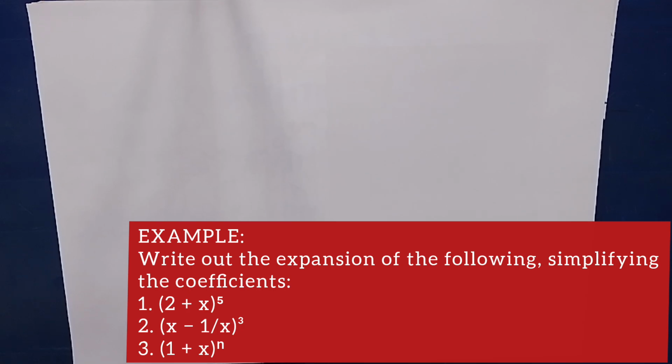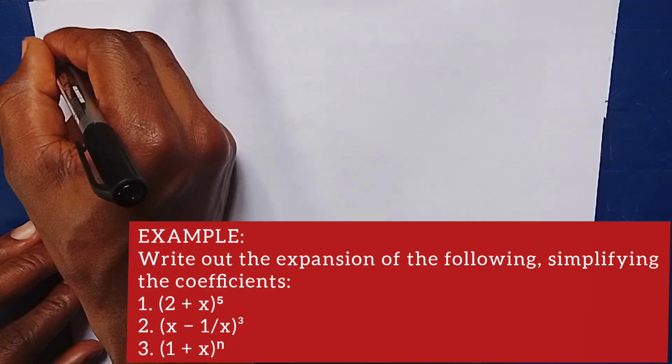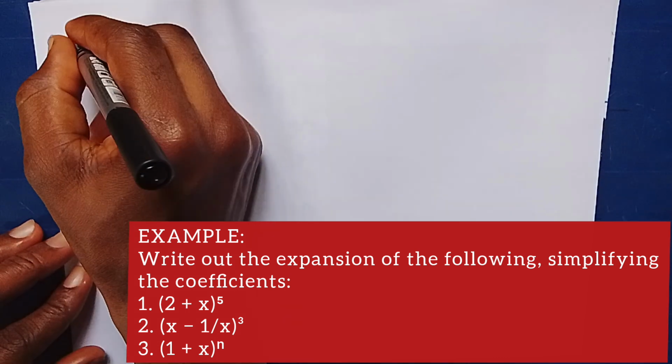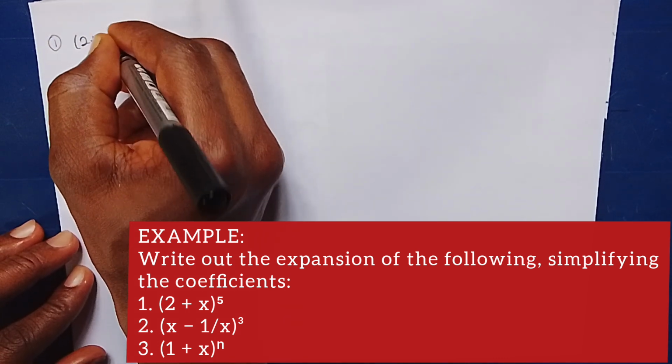In this example, we have to expand the following: 2 plus x raised to the power 5, x minus 1 over 3 raised to the power 3, 1 plus x raised to the power n. Now let's get into it. Number 1, 2 plus x raised to the power 5.